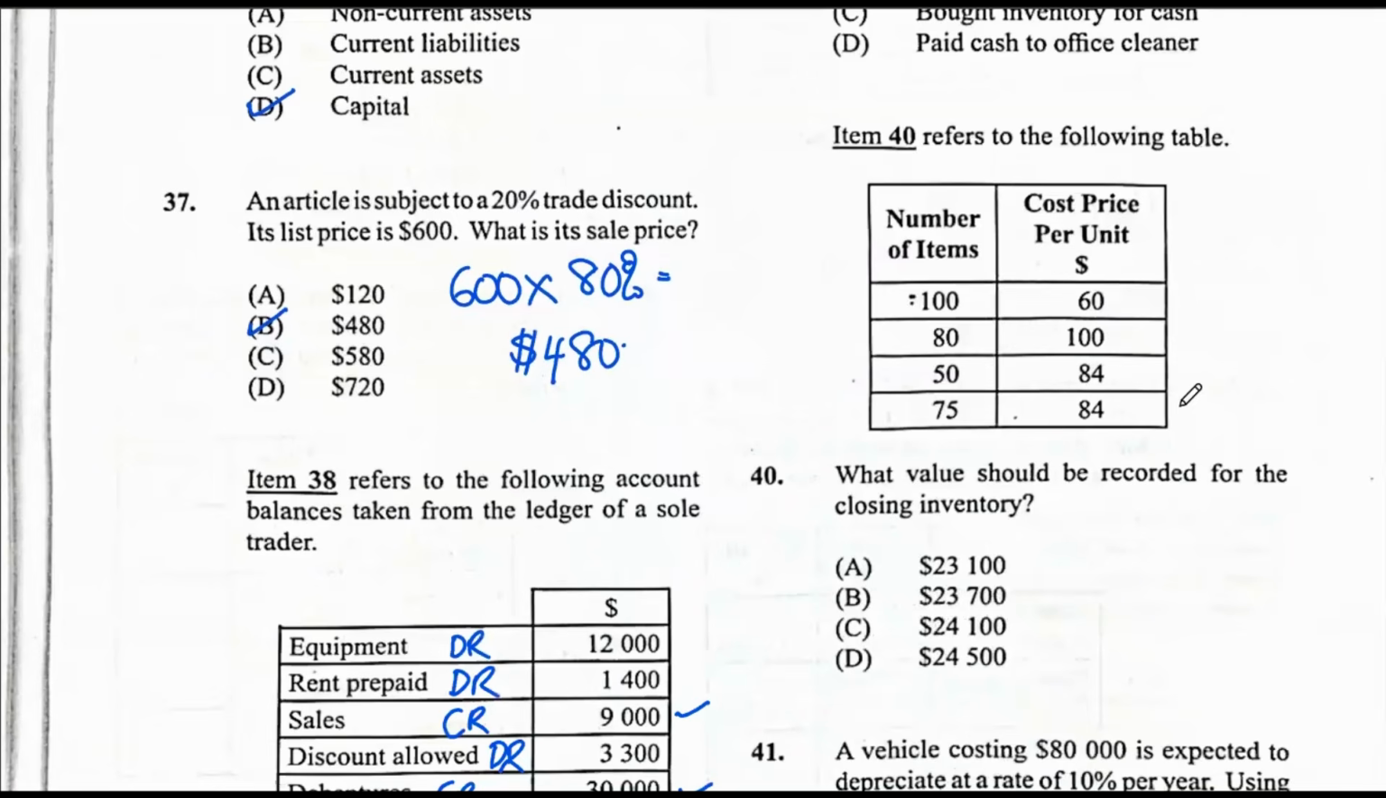Right, item 40 refers to the following table. What should the value of closing stock be? Okay guys, we have items, we have cost price per unit. We need to work out the value of closing stock from this situation. How are we going to work this out? Well, all we simply do here is take our number of items, multiply by the cost price per item, and simply add them up. So let's get this done.